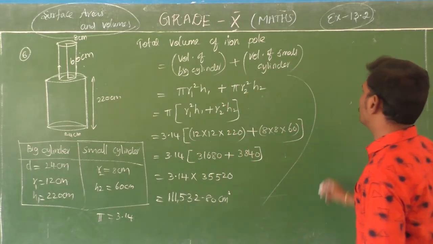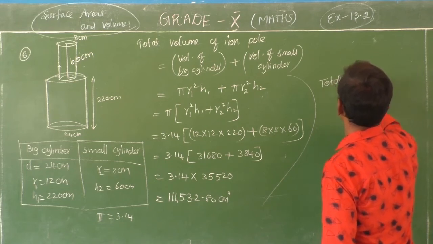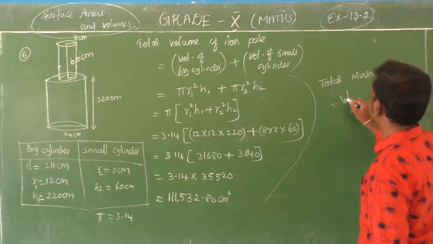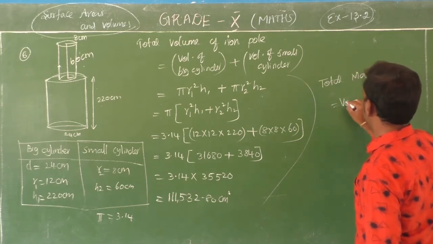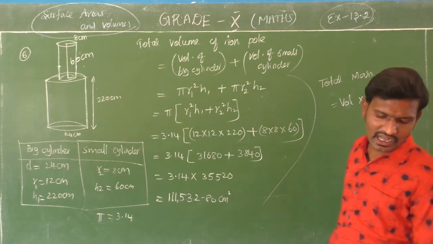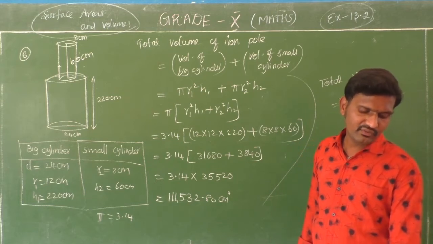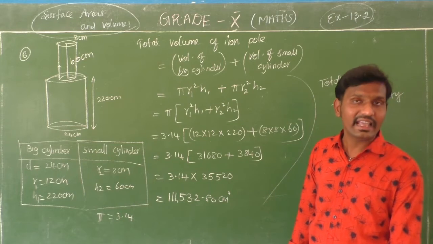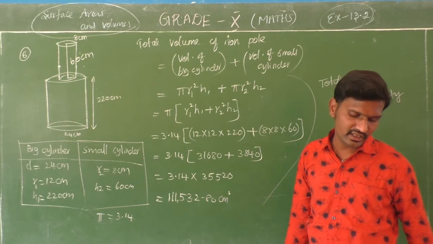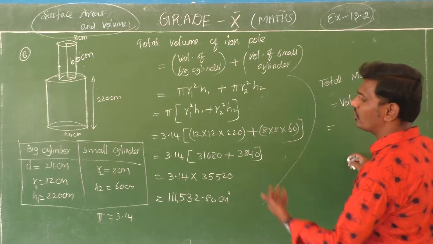Then finally I am going to find the total mass. So mass, what is the formula of mass? Volume into density. So already in the given question you have a density. What is the density? Given that 1 centimeter cube of iron has approximately 8 gram mass. Okay.